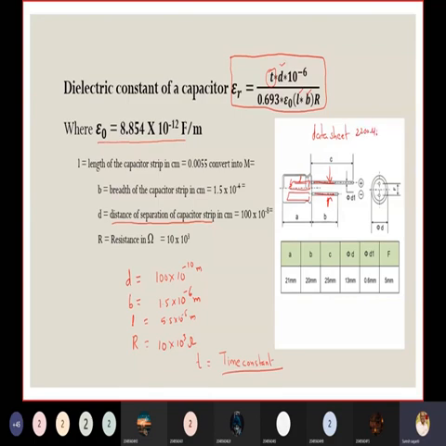For the 2200 microfarads capacitor, the length, the breadth and the separation distance, all of them have been given from their data sheet. We have collected these values. So in this experiment, the only thing you have to do is determine the time constant.